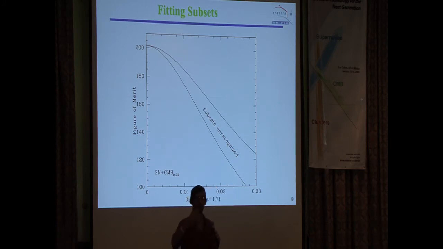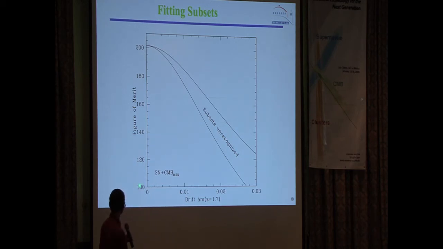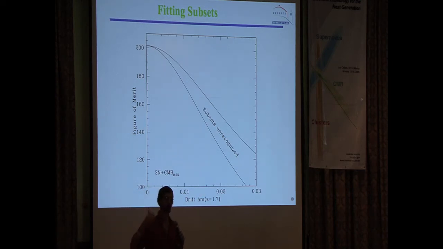But suppose there actually is some difference in the brightness of supernovae in ellipticals versus in spirals. If you lumped everything together in a single Hubble diagram, then if there really is no evolution, fine. You have a certain figure of merit, you've learned a certain amount. So this is basically the size of the contour in the W0 WA phase space.